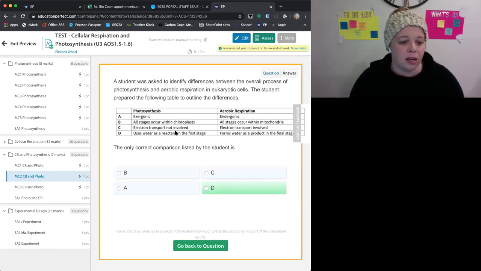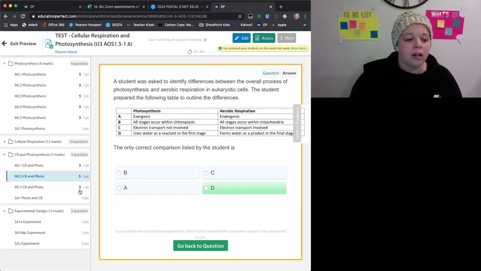It's a bit of the old study design there. Uses water as a reactant. This has got to do with the photosystem. Sorry, going back. Uses water as a reactant in the first stage. Yes. Forms water as a product in the final stage. Yes. So even if you weren't sure about the electron transport bit, you could probably get there based on that last one. And this is a pretty typical exam question.